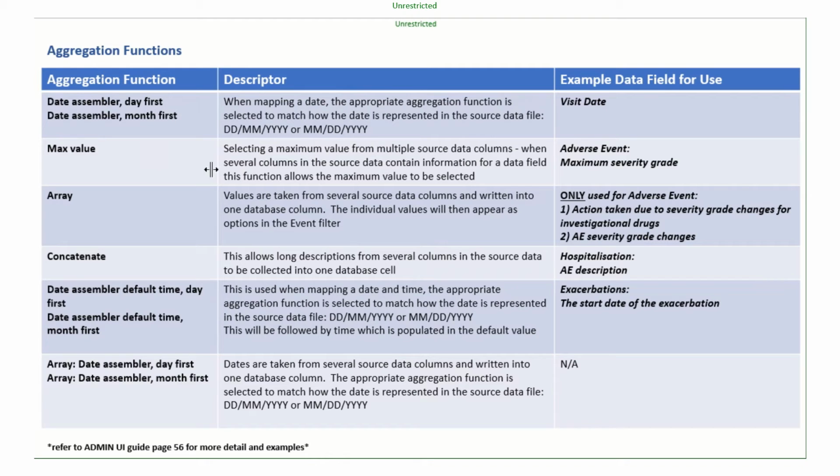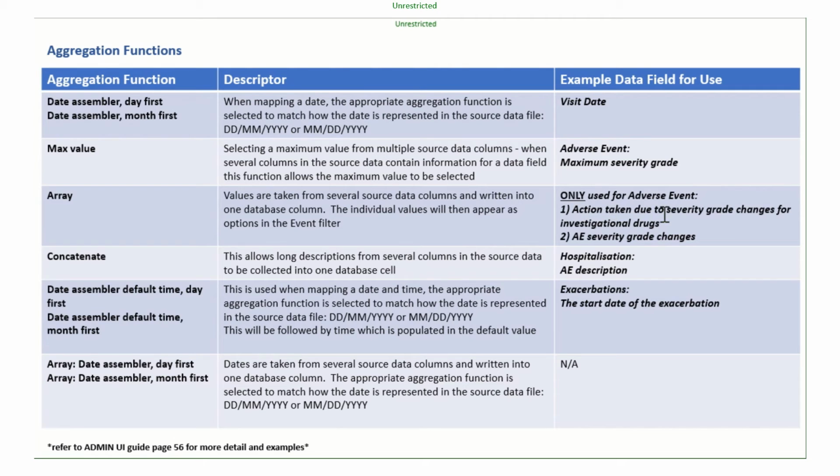Maximum value allows you to select a maximum value from multiple source data columns. When several columns in the source data contain information for a data field, this function allows the maximum value to be selected. An example of this is in the adverse event mapping table, where you have to map maximum severity grade. Array is another function, and this is used only for adverse events, and the values are taken from several source data columns and written into one database column. The individual values will then appear as options in the event filter. As I mentioned earlier, this is only used for adverse events.